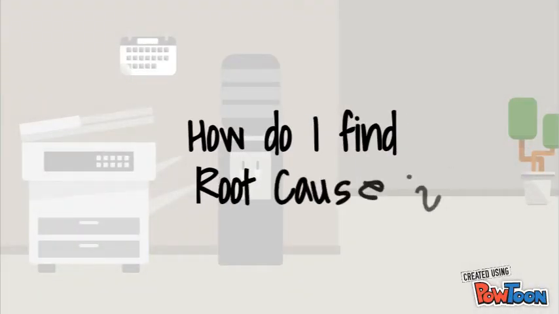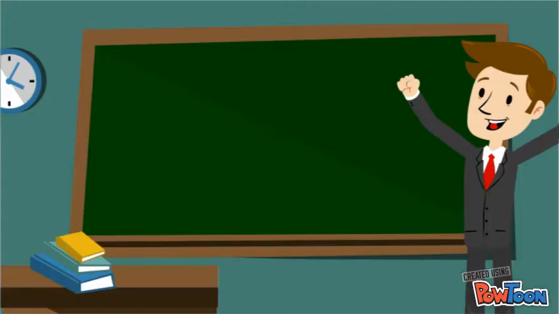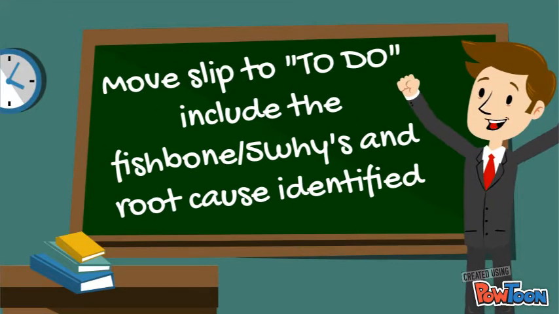Don't know how to find root cause? This is a great place to use the 5 whys or fishbone tool. After finding the root cause in Gemba, you can move the slip to the to-do column. Be sure to include the fishbone or 5 whys and the root cause that was identified.